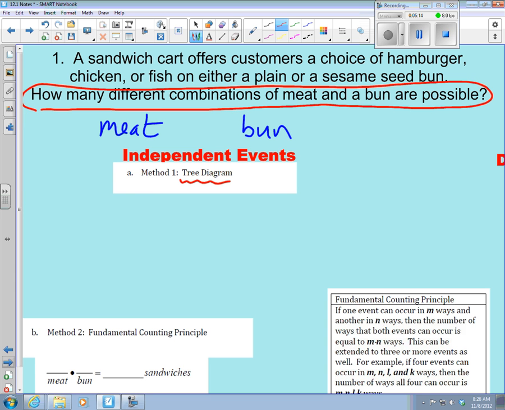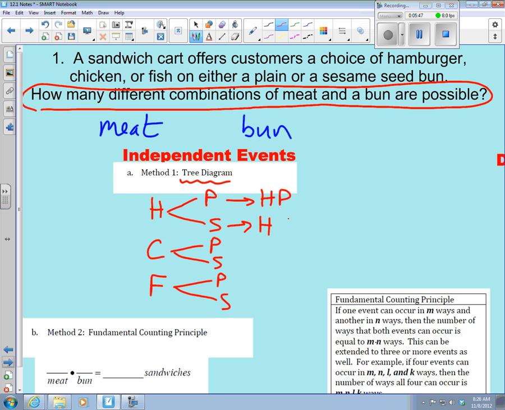Our meat choices were hamburger, chicken, or fish. And if I choose hamburger, I got two choices of bun. I got plain or sesame seed. And we'll go P for plain and S for sesame seed. And also the same thing for chicken. P for plain, S for sesame seed, plain, and sesame seed for fish. So really our outcomes are this. HP means I got a hamburger on a plain bun. HS, hamburger on sesame seed. And then so on and so forth with the chicken.